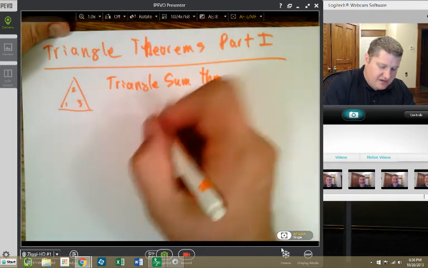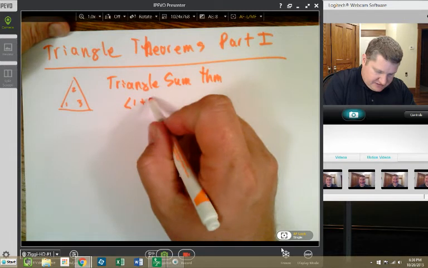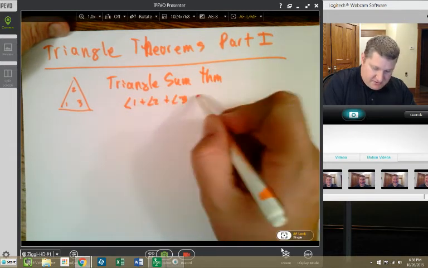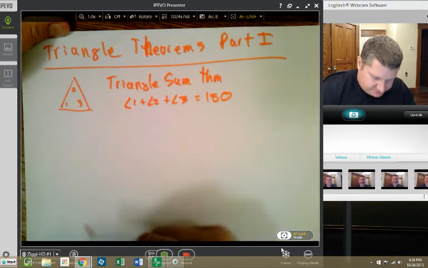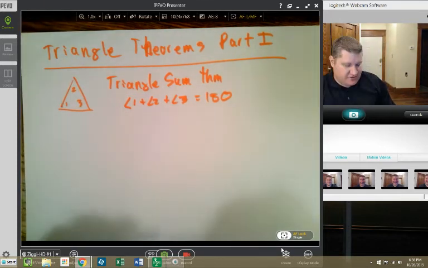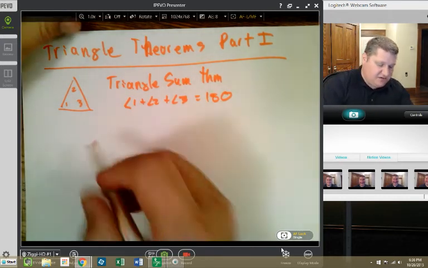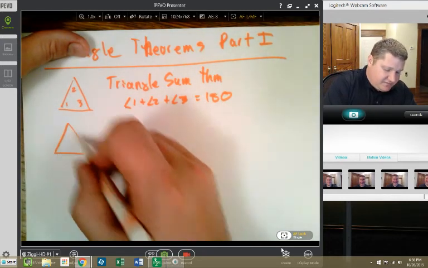Triangle sum theorem says that the three angles of a triangle have to add up to 180. So angle 1 plus angle 2 plus angle 3 equals 180. This is not really a terribly shocking piece of information. Now this becomes exceedingly useful when we have something like this.